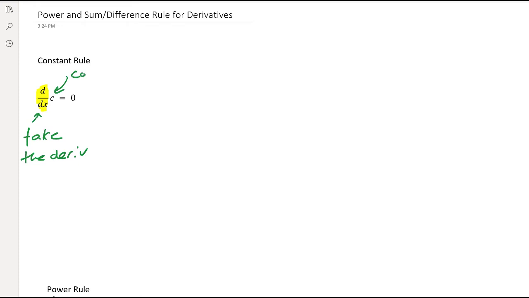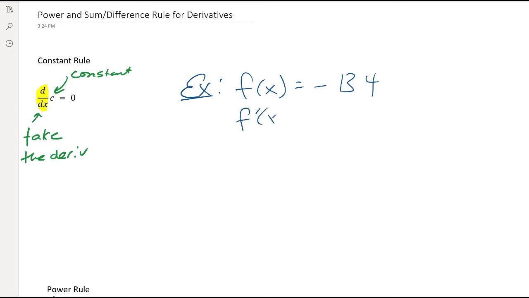So c is a constant function, and the derivative of any constant function is 0. Some quick examples. For example, suppose f of x is equal to negative 134, and let's say we want to take a derivative. Well, this f of x is a constant function because there's no independent variable, in this case x, attached to that function. So this is just a constant function, and the derivative of any constant is 0.